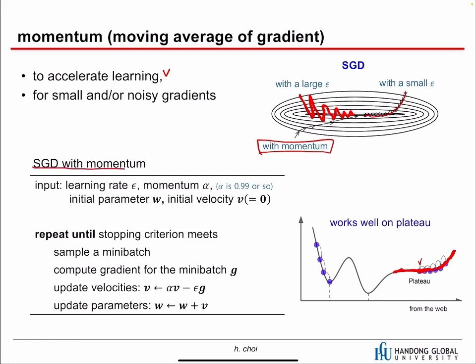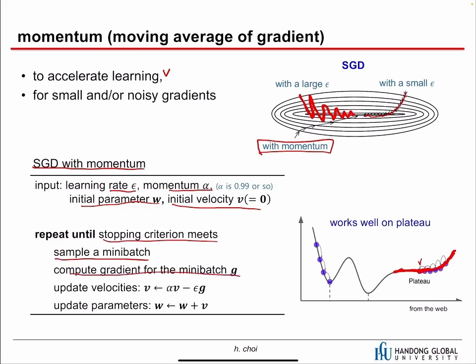So let's take a look at this algorithm, SGD with momentum. We have the learning rate and the momentum factor alpha, which is usually 0.99 or 0.95 or so. We start from a random parameter, and the initial velocity is 0. So at the beginning of this learning process, the velocity should be 0.